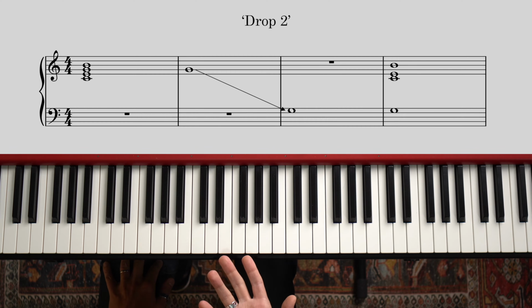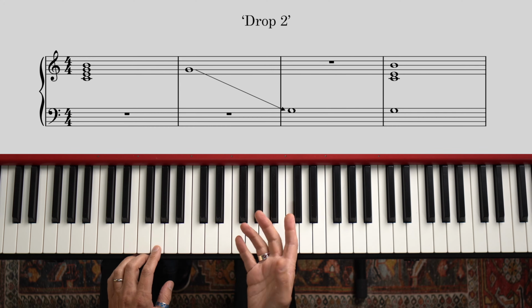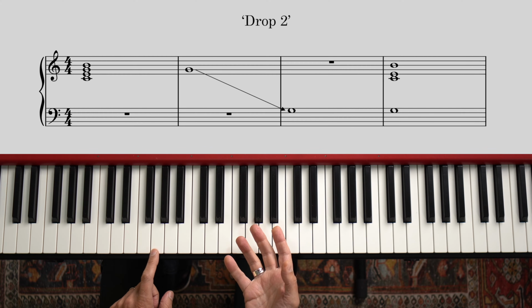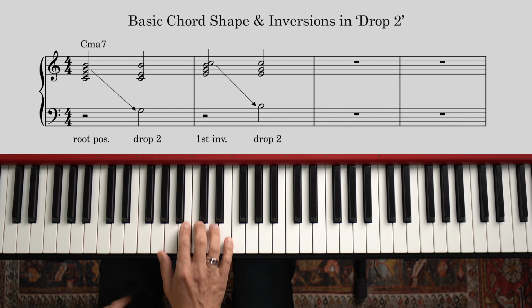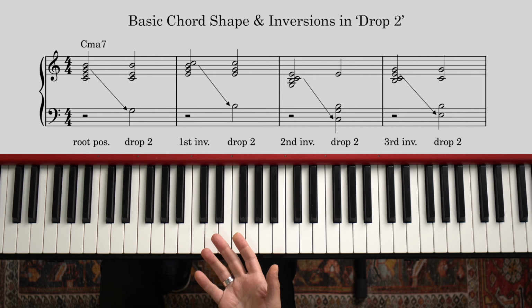A very common variation of these close position voicings is a technique called drop 2, where we take the second voice from the top and drop it down an octave. This creates open position voicings that are usually played with both hands. So here's C major 7 in root position again. And the second voice from the top is the G, which I'll drop down the octave, and there's my drop 2 voicing. And I can do the same with the other inversions. And I can do the same with the basic C6 chord shape and its inversions.